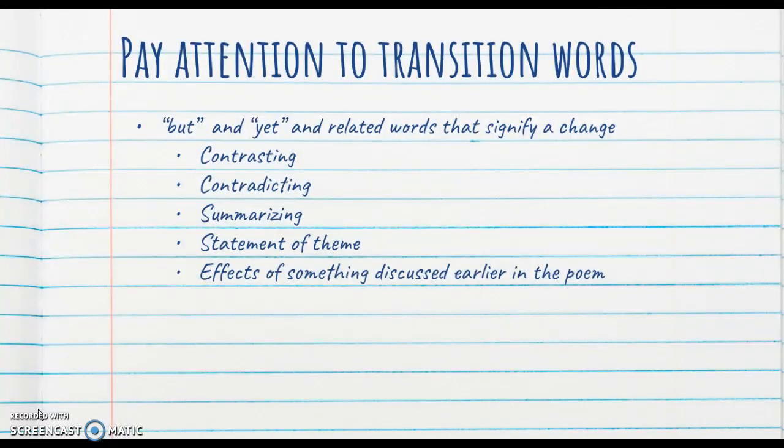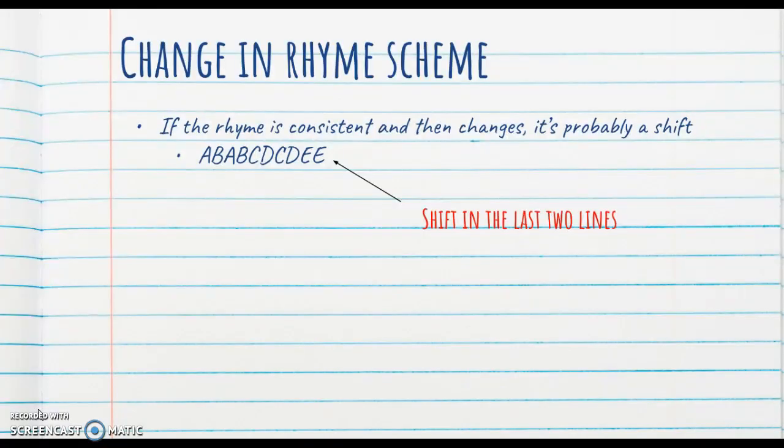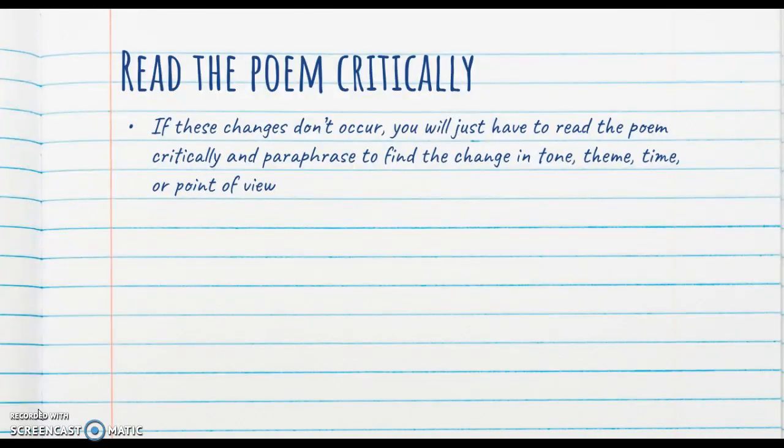So you look at words like but, yet, or so. You look for contrasting ideas, contradicting ideas, or a summarizing statement of theme or effects of something that was discussed earlier in the poem. You can also look for a change in rhyme scheme. So if the rhyme is consistent and then it changes, that's probably where a shift is. So if you have AB, AB, CD, CD, and then EE, you know that EE is where the shift is going to occur. You have to read the poem critically to identify the shift.